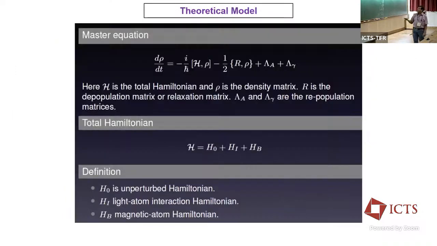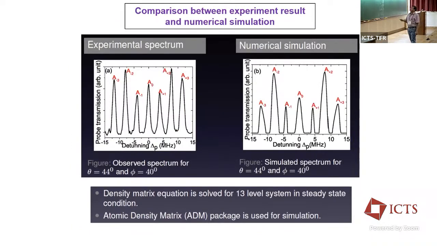The first thing we did was go to the theoretical model, to the master equation, and we plotted the total Hamiltonian. We calculated that with all the depopulation and repopulation matrices. We considered the light-atom interaction Hamiltonian and the atomic Hamiltonian. We did this numerically and could reproduce almost the same thing as the experimental result. The density matrix equation was solved for 13 levels, using the atomic density matrix package which Professor Bhutkar has mentioned in his talk. We found numerically that it matches quite well.